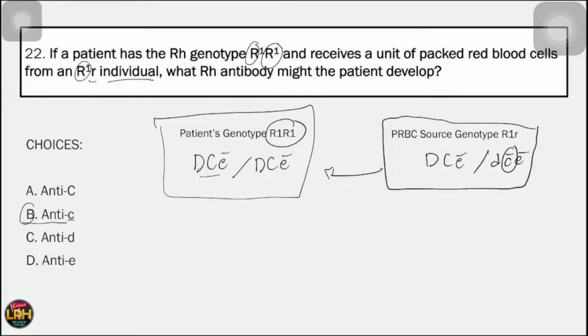The patient might probably produce anti-small c antibody acting against the small c antigen present in the packed red blood cell. So the answer for number 22 is letter B.